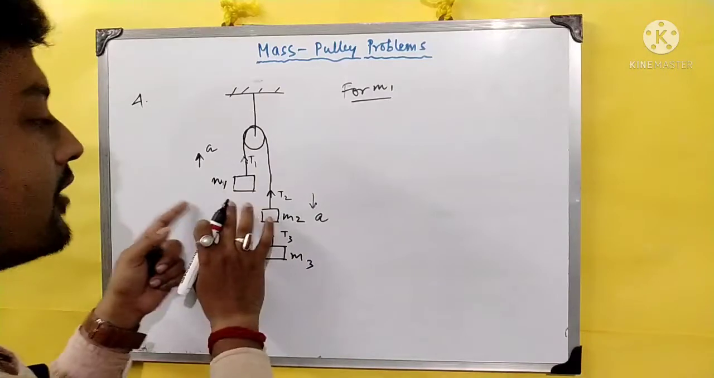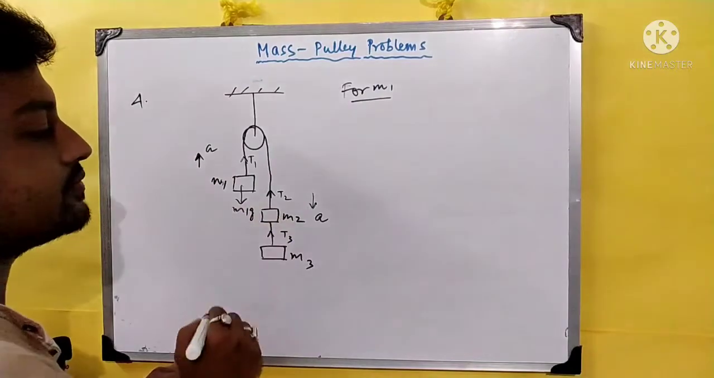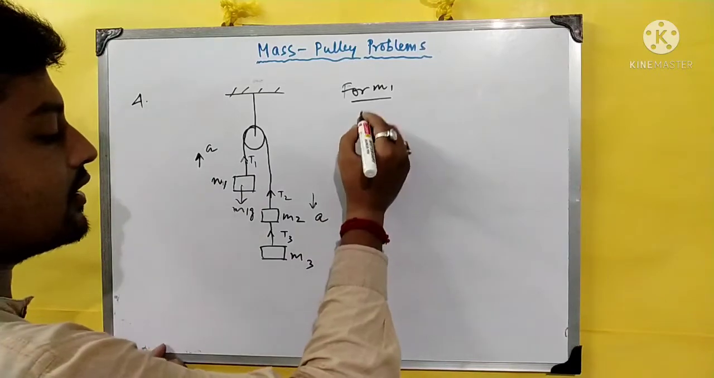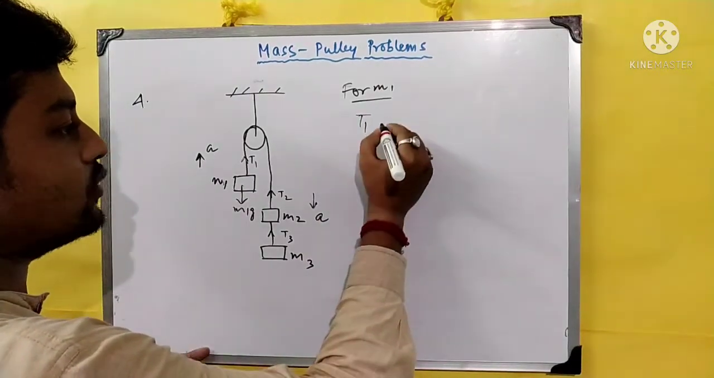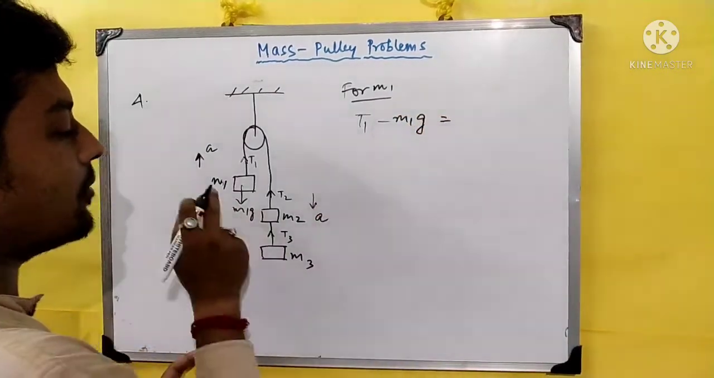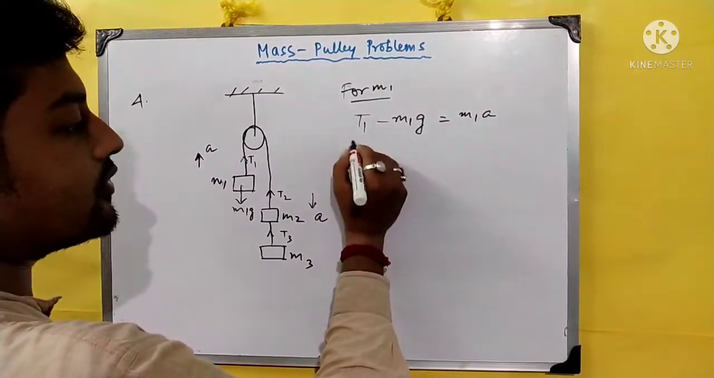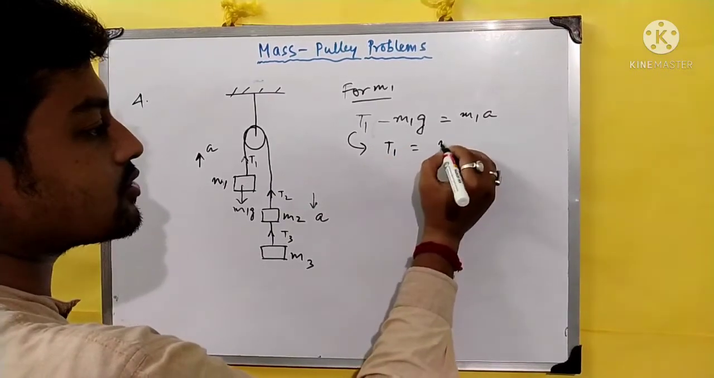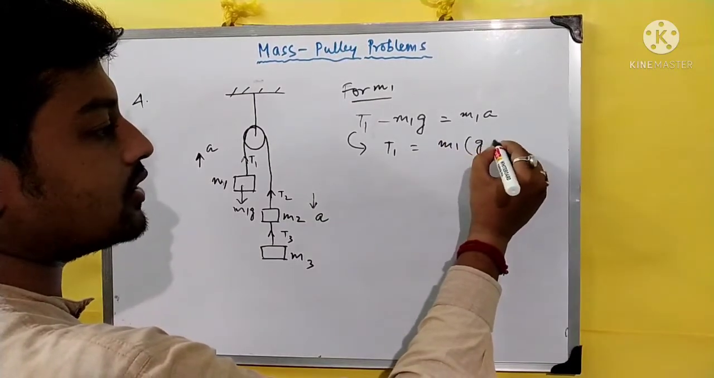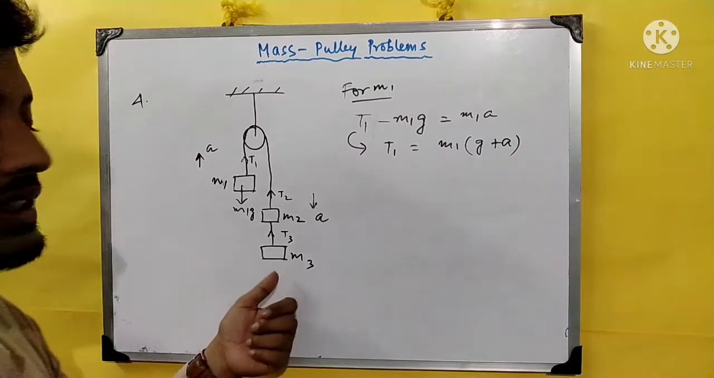See over here, what is happening for M1? The downward weight is acting, which is M1g. Upward is T1, and acceleration. So acceleration and tension having same direction, you have to write it as T1 minus M1g equals to mass into acceleration, which is M1a. Okay, so value of T1 from here you will get T1 equals to M1a, or taking M1 as common, M1 into g plus a.